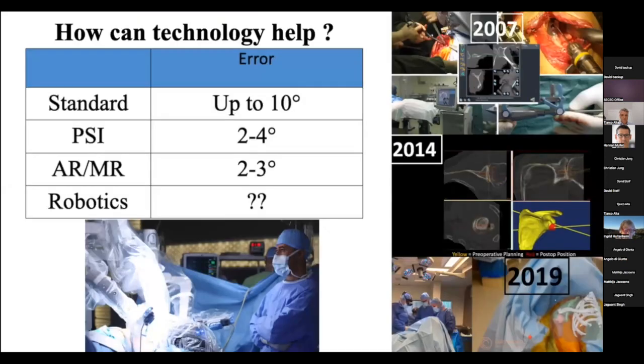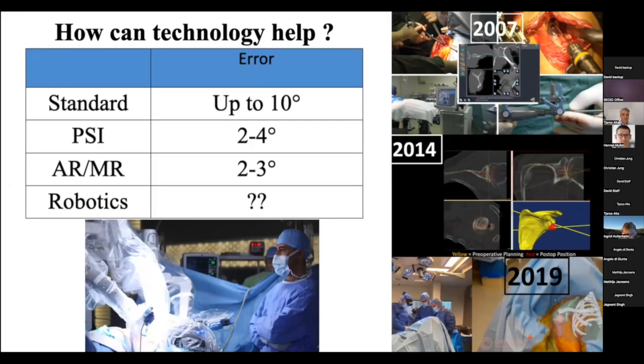So how can technology help? We have seen that standard instrumentation brings up to 10 degrees of errors, and that patient-specific instrumentation is now there to help surgeons, and this reduces the error below 5 degrees. And the next speaker will talk about augmented reality and navigation, which is the new promising kid on the block.